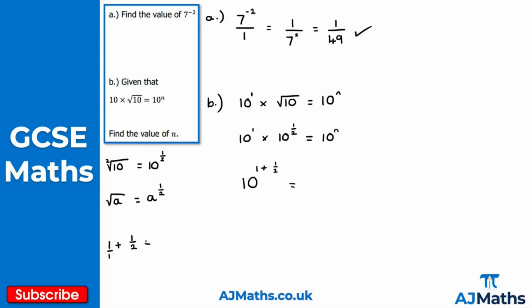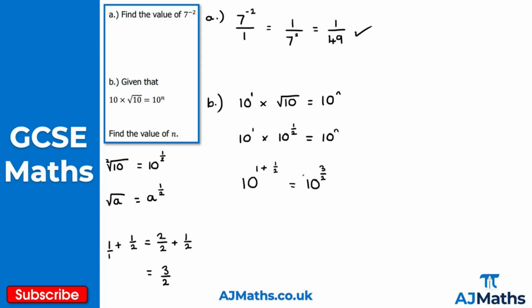So to add these here, this would need to be a denominator of 2. So that would be 2 over 2 plus 1 over 2. And in that case then, 2 plus 1 is 3. So we get 3 over 2 there. Okay. So our solution here then is going to be 10 to the power of 3 over 2.